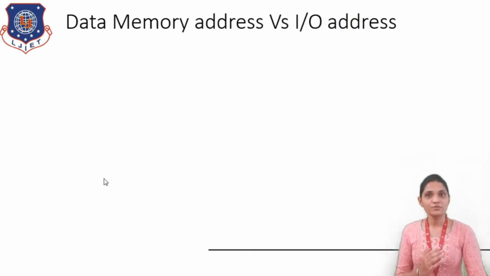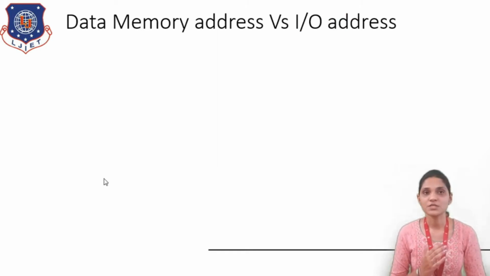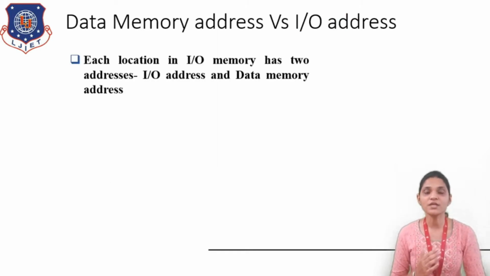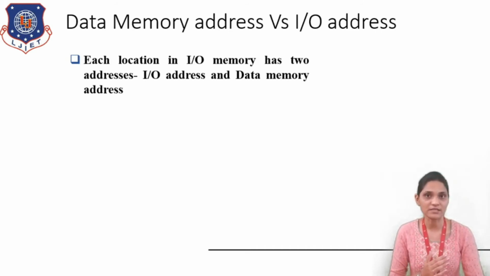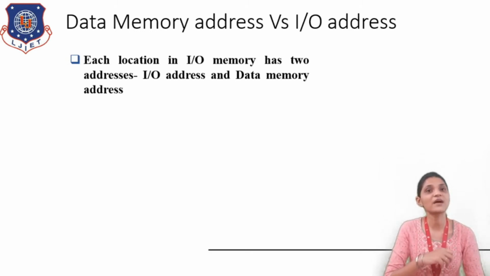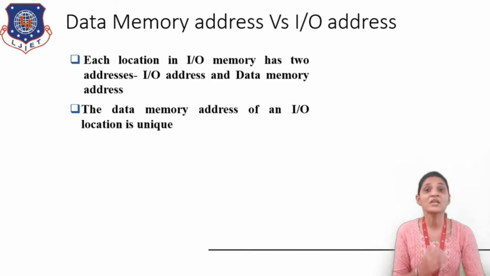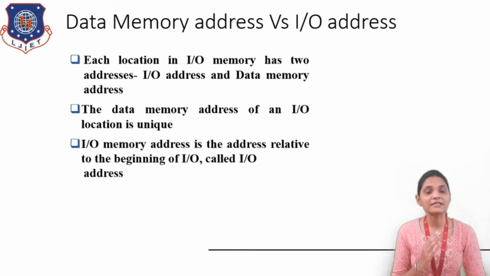Then next we will compare the data memory address versus the IO address. Each location in IO memory has two addresses: the IO address, and second one is the data memory address. That is, you can access it by the IO address also, and you can access it by its data memory address also. The data memory address of the IO location is unique, and the IO memory address is the address relative to the beginning of the IO, called the IO address. So it can be changed.